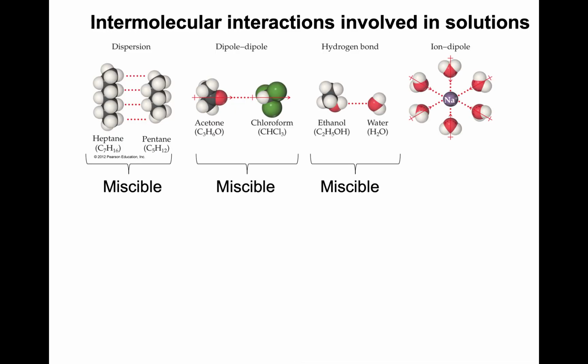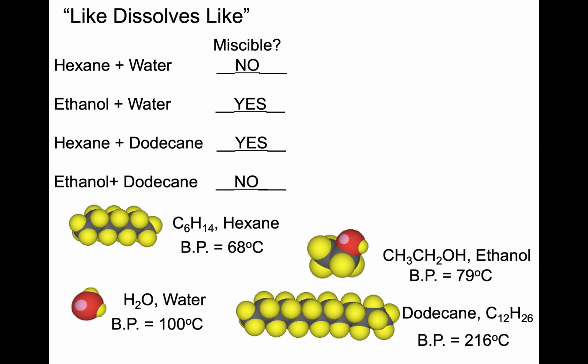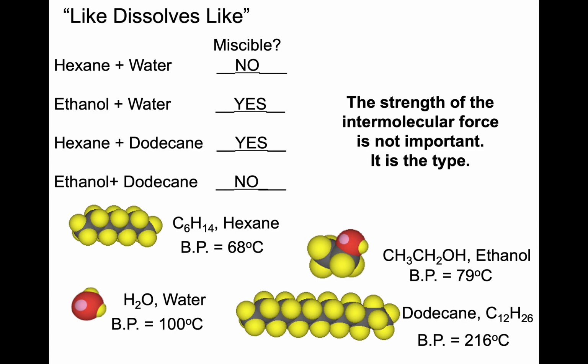Looking then at examples where we have similar intermolecular forces, an application of that, making a prediction which cases would be miscible and immiscible. Important idea here is that it's the strength of the intermolecular force is not what's important, it's the type. After all, if you tell me the boiling point, I know the strength of the intermolecular forces.